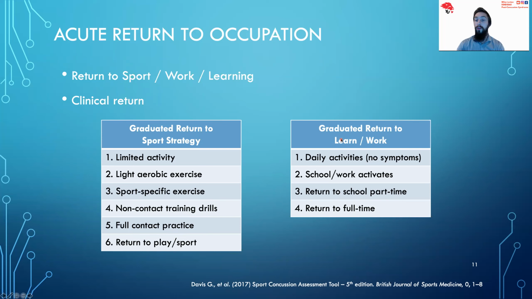For our returning to school and work, there's a little bit less steps, but we're still looking at daily activities, then school/work activities, usually done at home, return to school part-time. So this is likely on an alternating day basis or maybe on part days, and then returning to full-time.